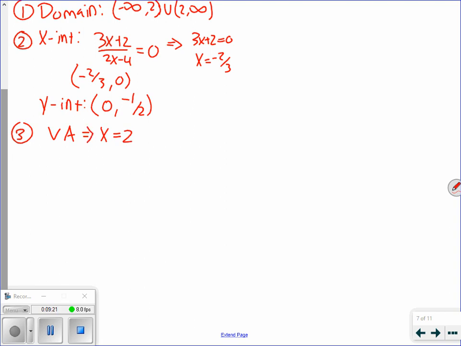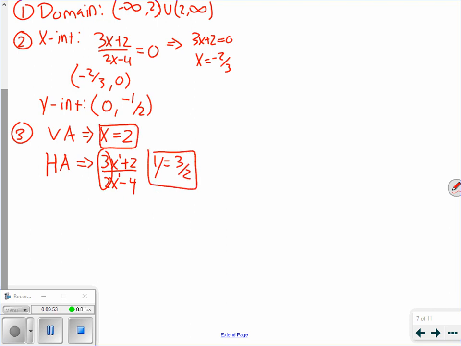That's just where we have a vertical asymptote, it's what makes the denominator 0. And remember, we know how to do horizontal asymptote. That's a limit type problem. There's a rule for that, and it's comparing the highest power on top with the highest power on bottom. And in this case, they're both 1, so we take the leading coefficient. So that means my horizontal asymptote is y equals 3/2. So we got a horizontal asymptote, we got a vertical asymptote, and we got an x and y intercept.